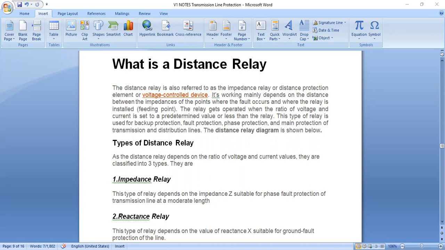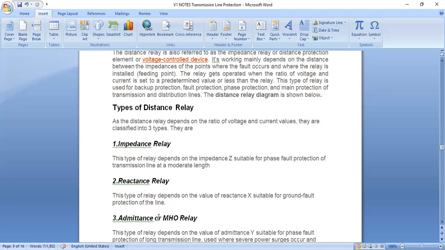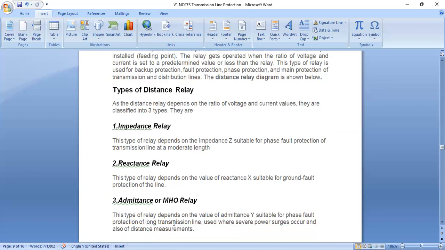But why is the distance relay needed for the transmission line? We can use it for the transmission line, depending upon the length of the line: short length, medium length and long length. So it fully depends upon the application of the relay. There are three types: the impedance relay, the reactance relay, and lastly the admittance or Mho relay.